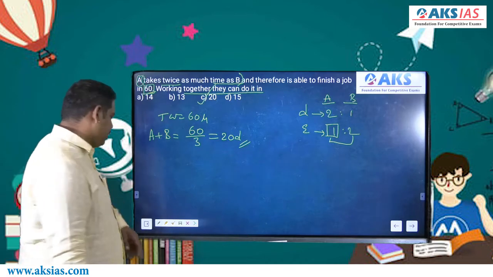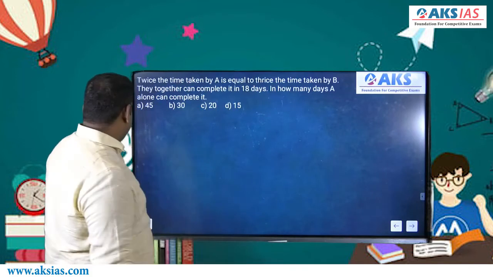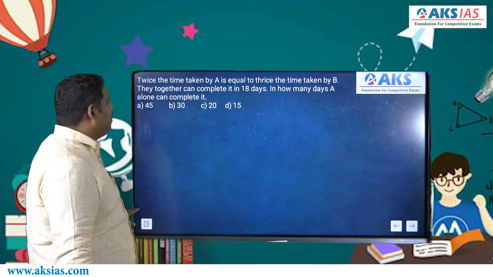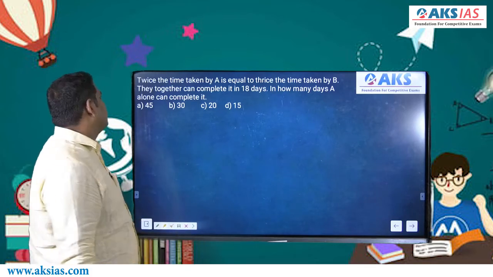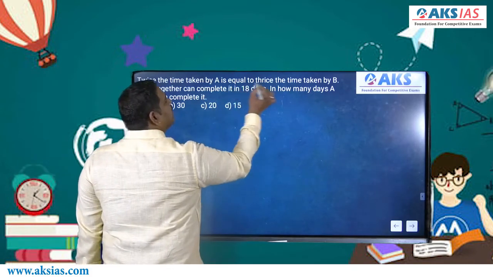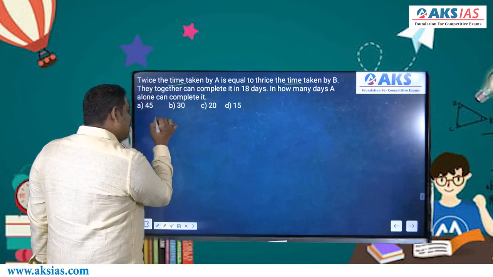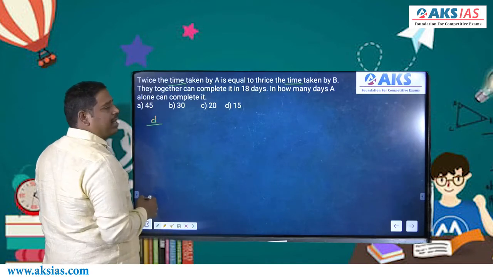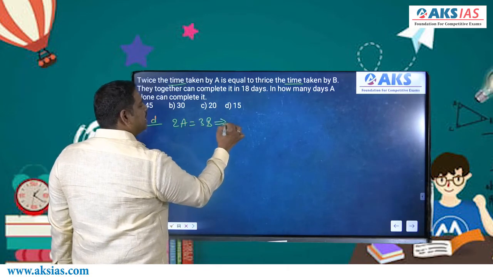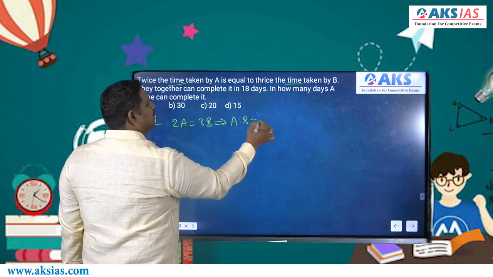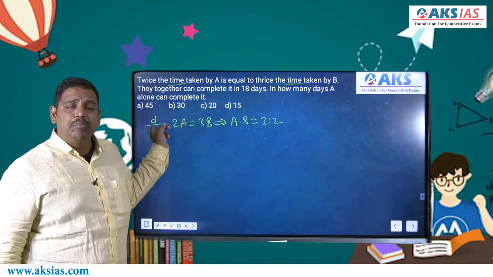Okay, let's go to the next question. Now what he said, twice the time taken by A is equal to thrice the time taken by B. So he is saying about time, the days point of view. I am writing 2 times A is equal to 3 times B. Is it correct? That means A is to B is equal to 3 is to 2. This is days.